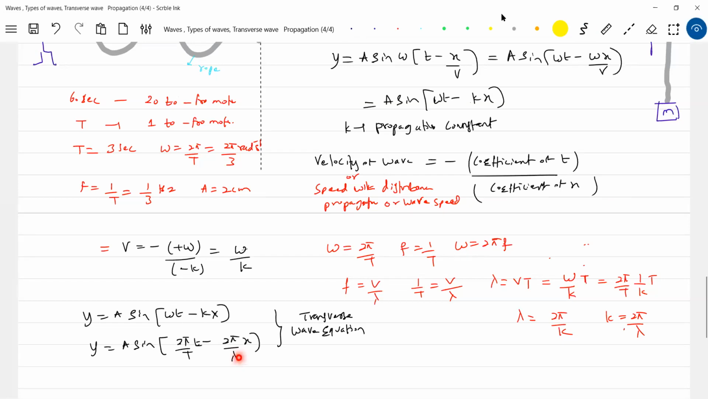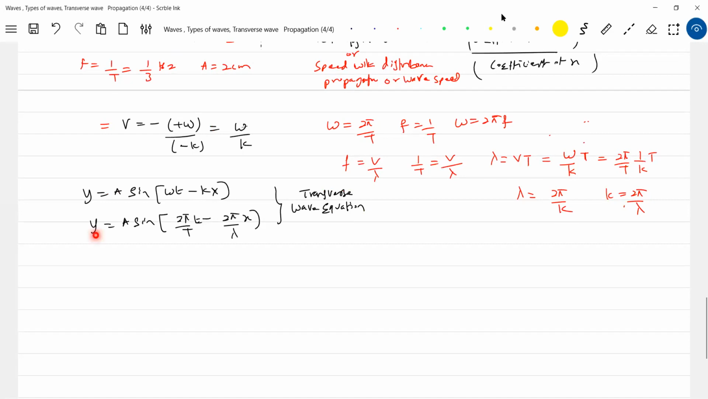What is lambda? Lambda is the wavelength, T is the time period. What do you mean by capital T? The time taken by a point on a rope to complete one oscillation. Simplest thing. What is lambda? The distance between two points on a rope which have the same phase. A is the maximum displacement of a point on a rope. What is y? The position of a point on a rope at any time t, meaning its vertical displacement at any time t.